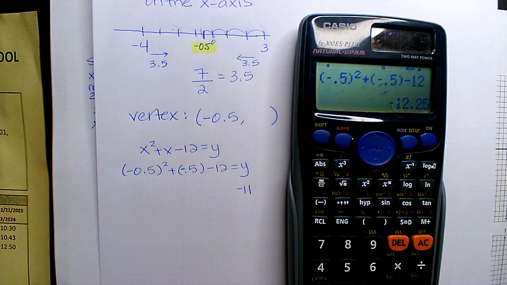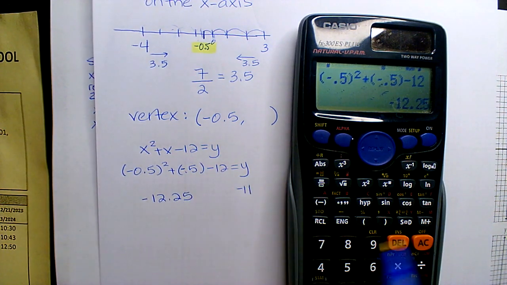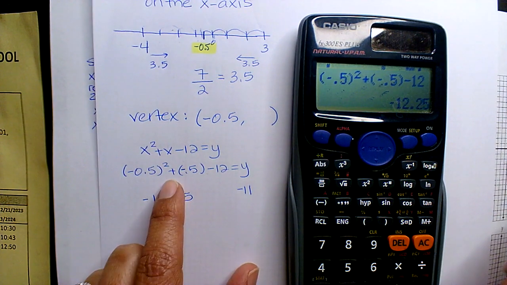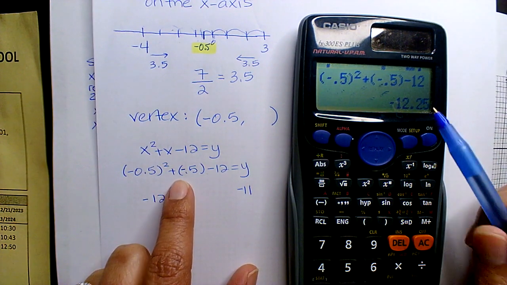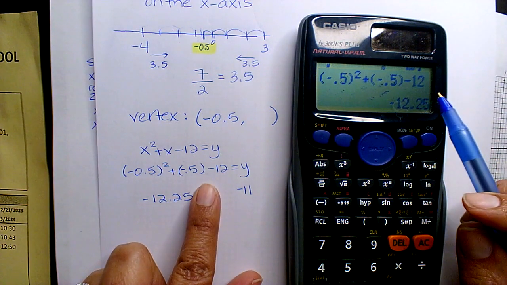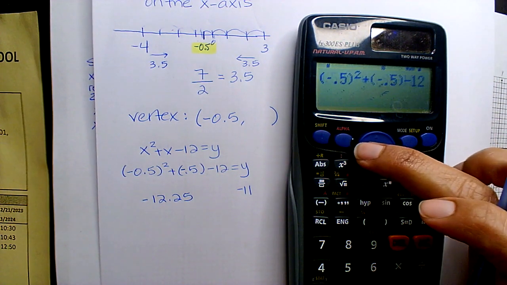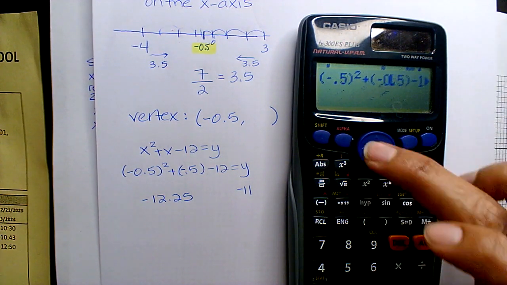Yeah? Let's do it. And anybody else? I got 11.25. Okay, what did I do wrong? Plus negative 0.5 minus 12. You don't put a 0 in it? Oh, if you want me to put a 0, I could put a 0 here.